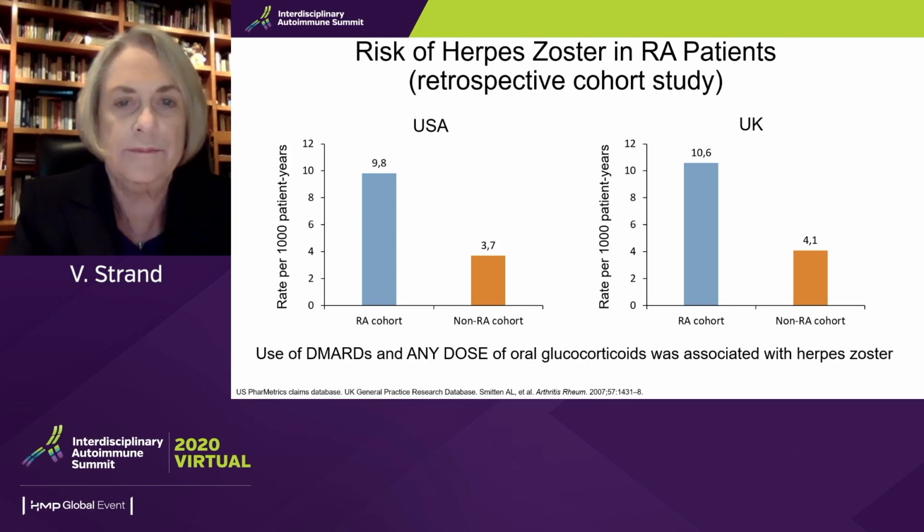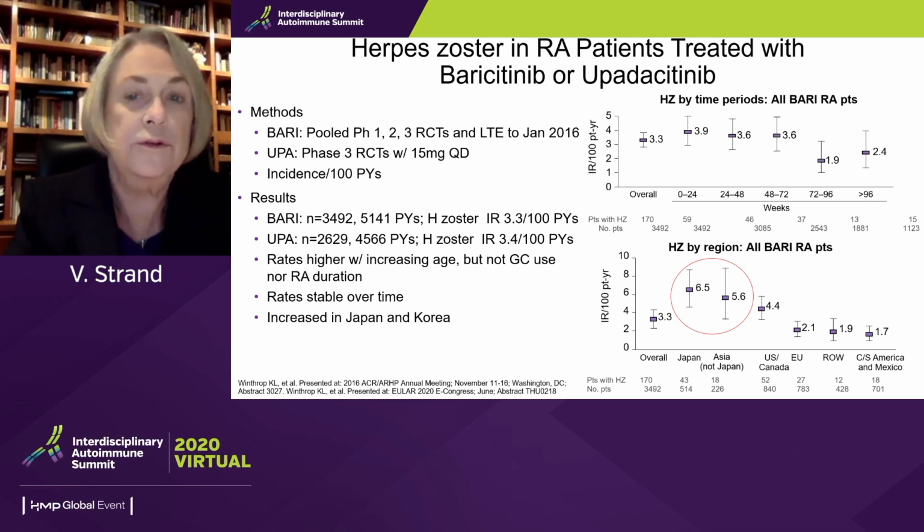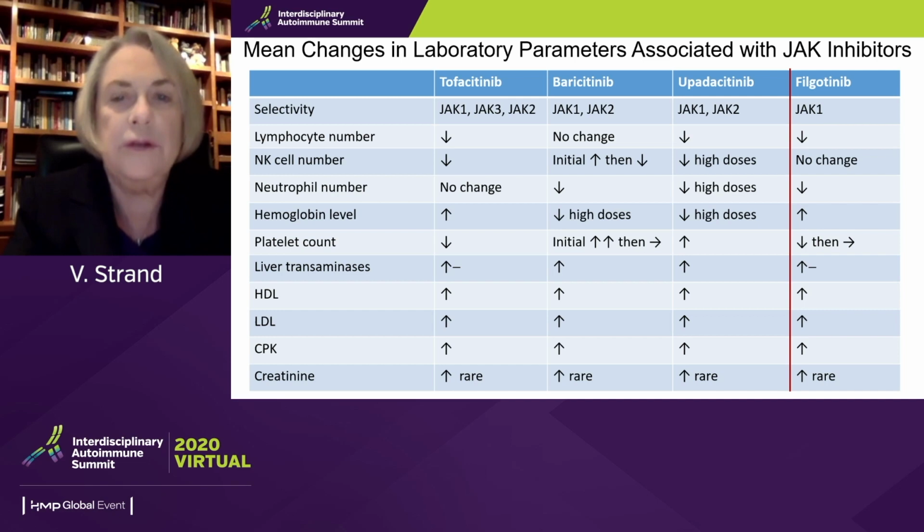And then, of course, we know that herpes zoster is also increased in RA and is associated with use of glucocorticoids and DMARDs. And we see that in terms of glucocorticoids with tofacitinib and in terms of glucocorticoids with both baricitinib and upadacitinib. So then if we look across the lab data that does require monitoring, we see that there are differences in which agents may or may not cause low lymphocyte numbers or NK cell changes or neutrophil numbers or decreases in hemoglobin.